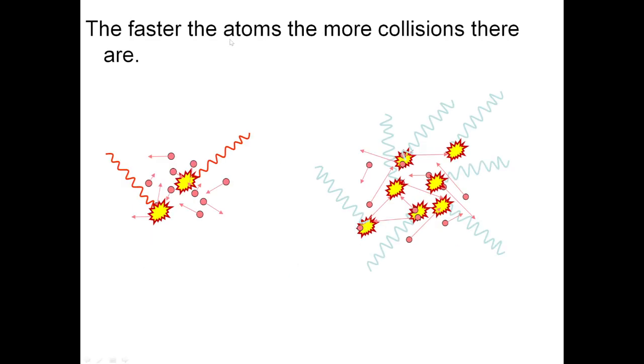Kind of already made this point. The faster the atoms go, the more collisions there are. So in a colder object, there's less energy, therefore there's less collisions, and the particles tend to be closer together. In a warmer object, there's more thermal energy. The objects are bouncing off of each other very chaotically, and they tend to drift further apart as a result of that.